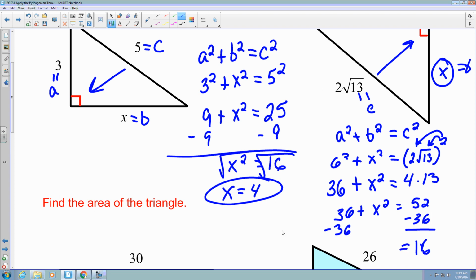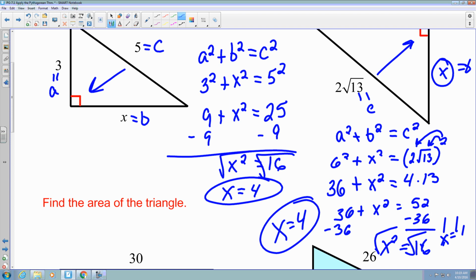Can't write the 16, I guess. So now I got x squared equals 16. Take the square root of both sides. X is going to equal 4. Okay? I don't know why I couldn't write it over there.